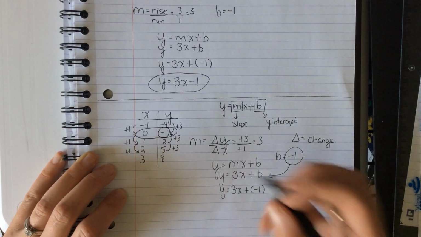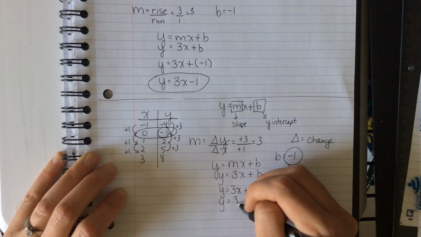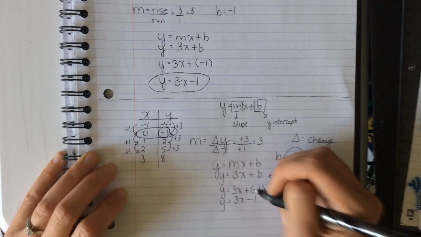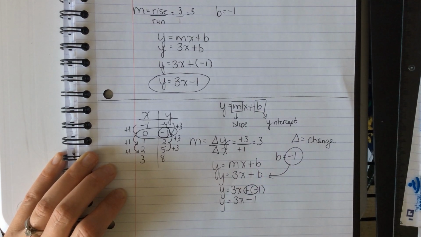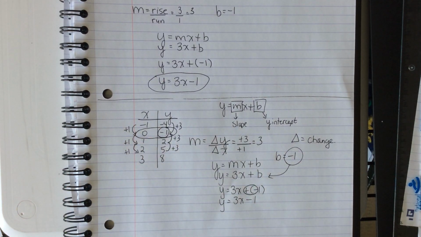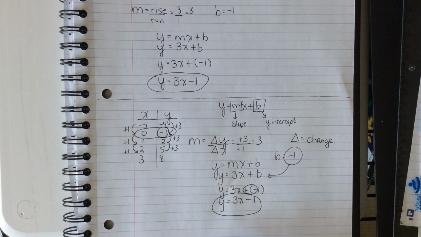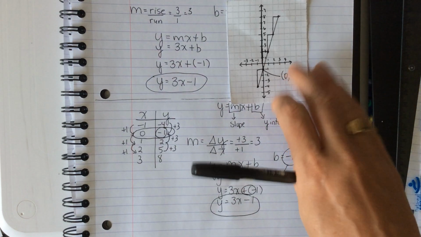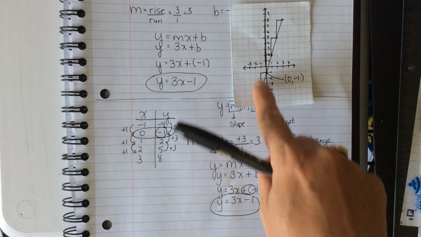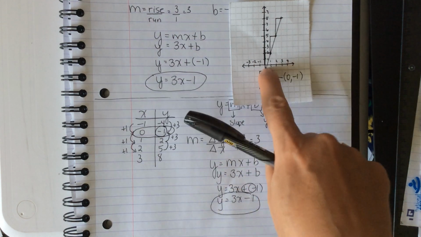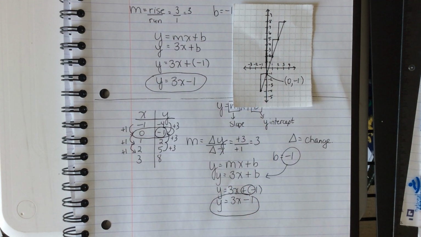But again, we're not going to leave it like that. We would say y equals 3x minus 1, because a plus minus is kind of awkward. So instead of adding a negative number, we're just going to subtract. So you see we got the exact same answer in both methods. One by looking at our graph, determining the rise and run for our slope, and then pointing out our y-intercept.